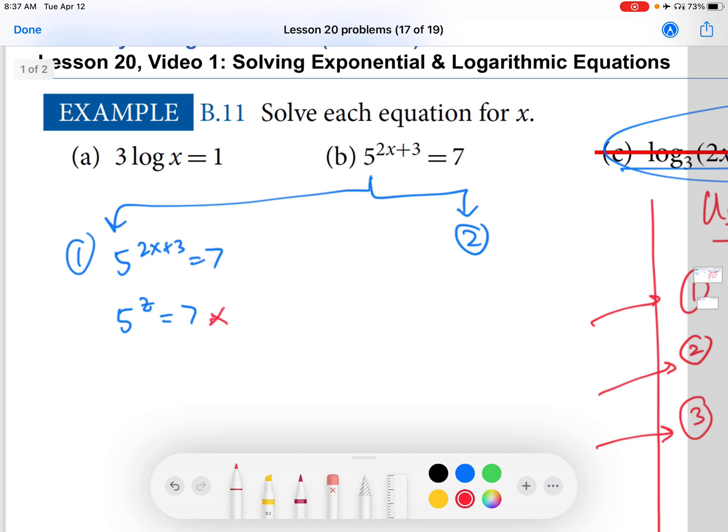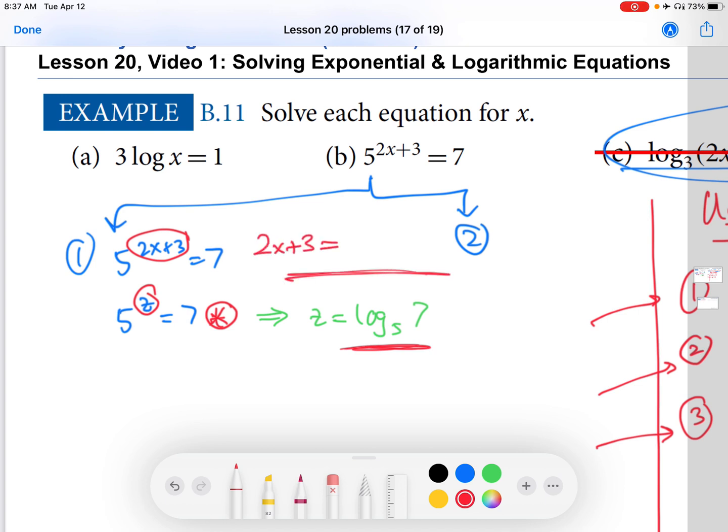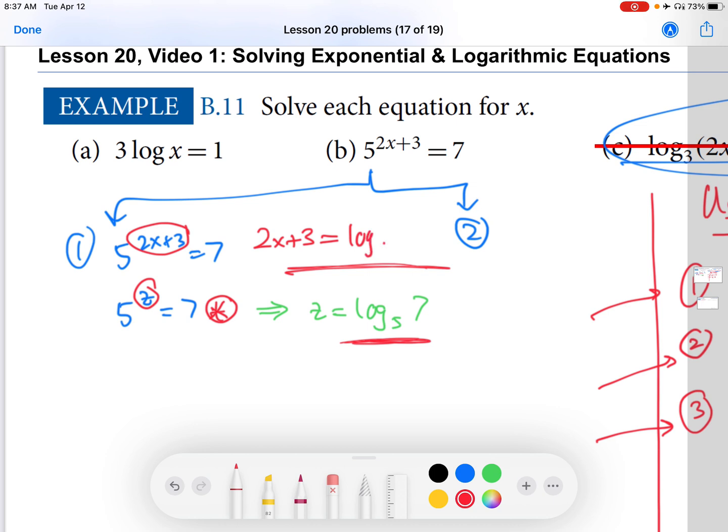If this were where I started off with, then I could do exactly what I just did. I could say Z is log base 5 of 7. So this would imply that Z is log base 5 of 7. And notice that that works just as well if I have a Z upstairs over here than if I do a 2x plus 3. So I could apply this same result up here. I could say 2x plus 3 equals log base 5 of 7. It's the same exact process.